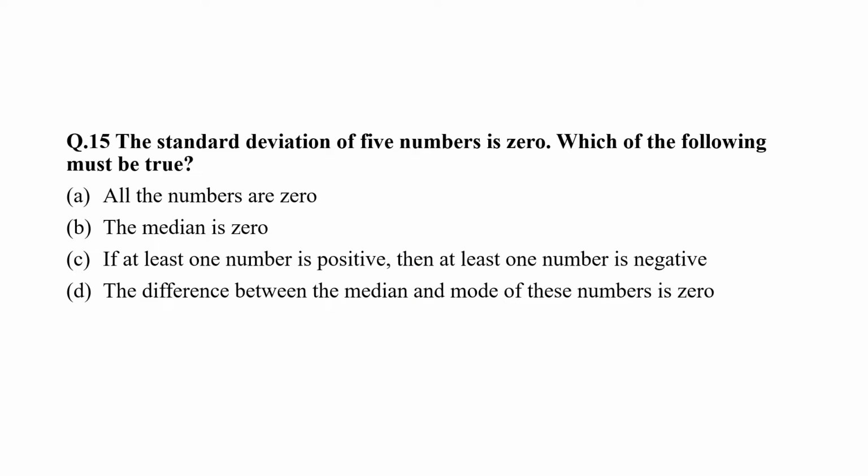Question number 15. The standard deviation of 5 numbers is 0. Which of the following can be true? Let's see the first option. Option A, all the numbers are 0. That is a wrong option. The median is 0. That is also a wrong option. If at least one number is positive, then at least one number is negative. This is also a wrong option. Option D, the difference between the median and the mode of these numbers is 0. Yes, this is the correct option. So option D is correct.